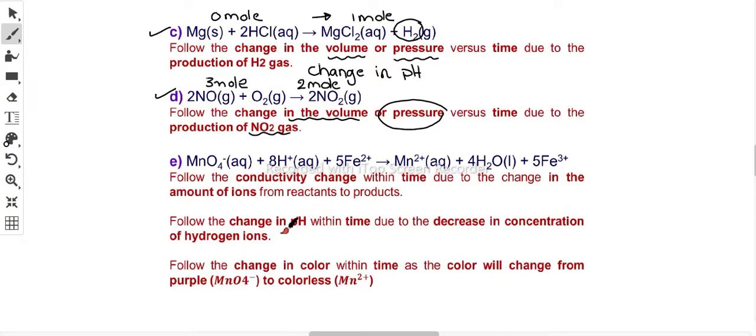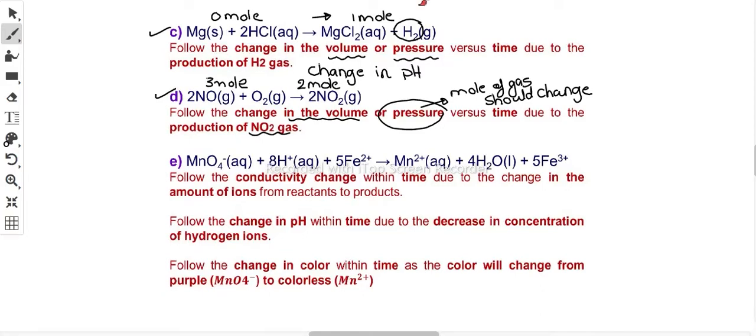So since I have a change in the moles of gas, I can use the change in pressure versus time. Here I need to remember that the moles of gas should change. This is so important. If the moles of gas didn't change, for example, you have 2 moles of gas as reactants and another 2 moles of gas as a product, in this situation you cannot use pressure versus time.